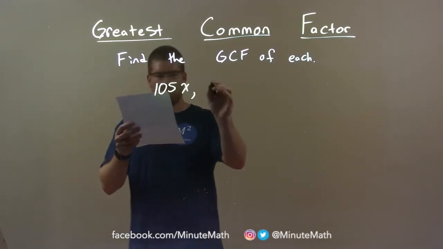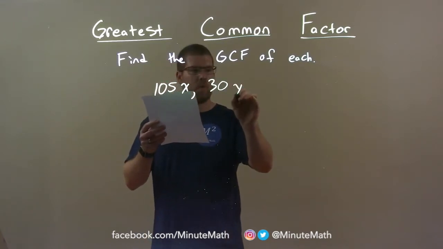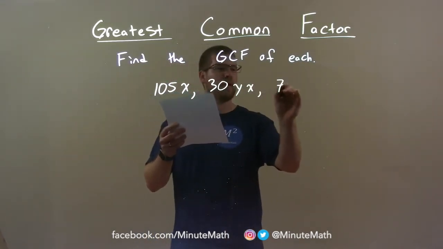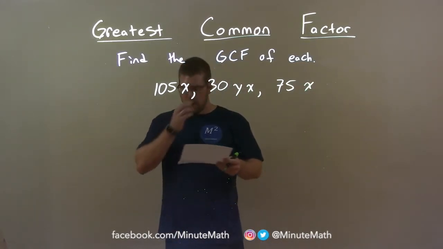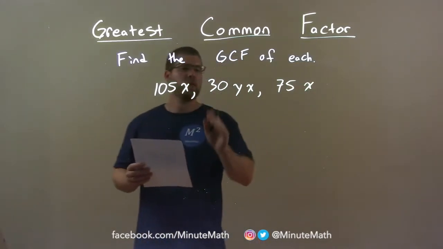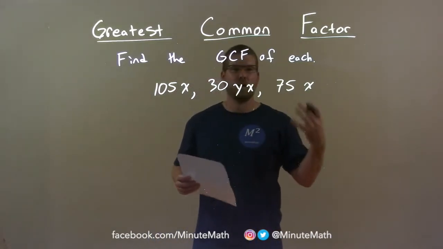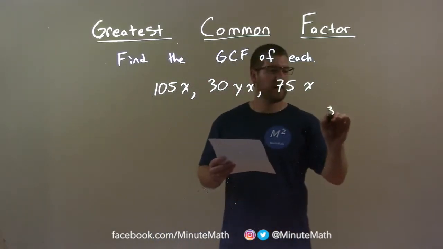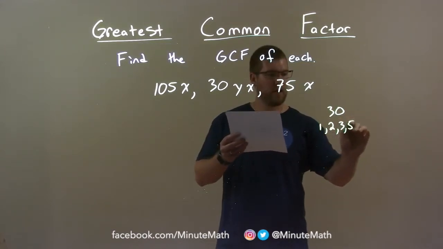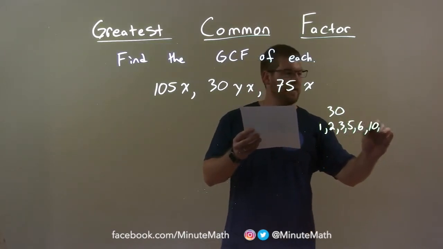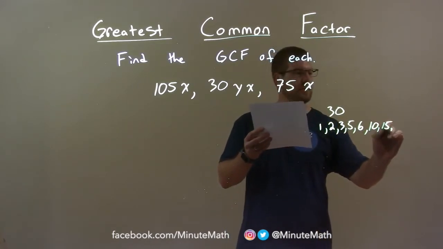105x, 30yx, and 75x. Okay? Well, first thing I do is take 30, which is my smallest of the numbers, and find all of the factors of it. So 30's factors are 1, 2, 3, 5, 6, 10, 15, and 30.